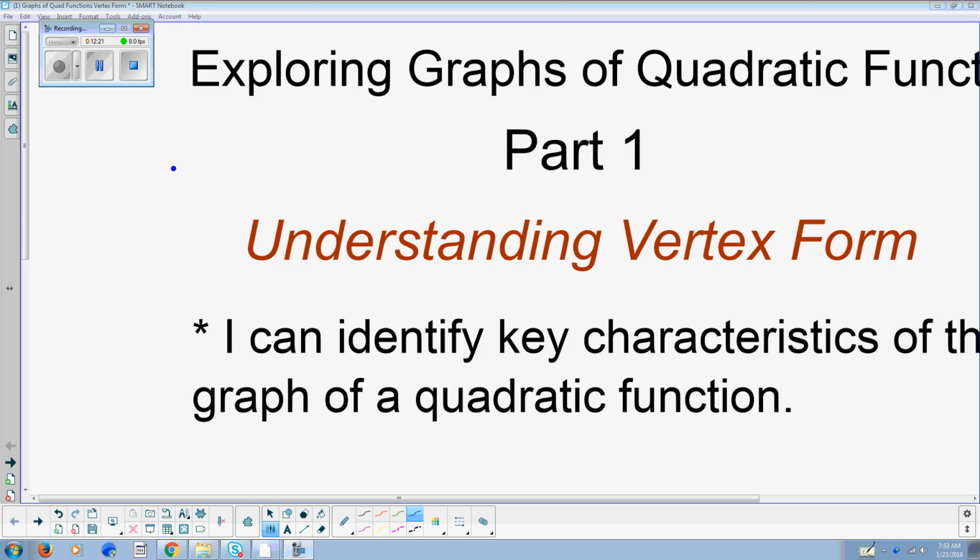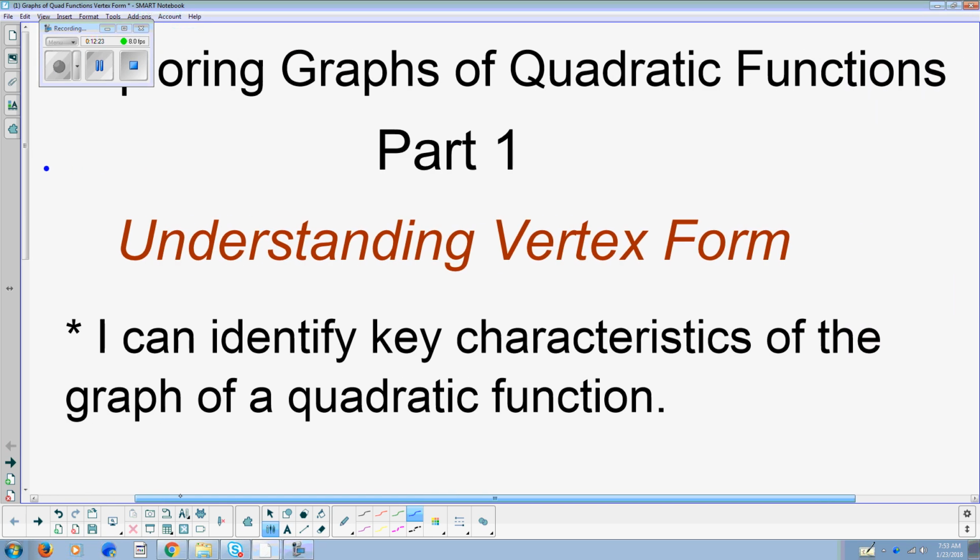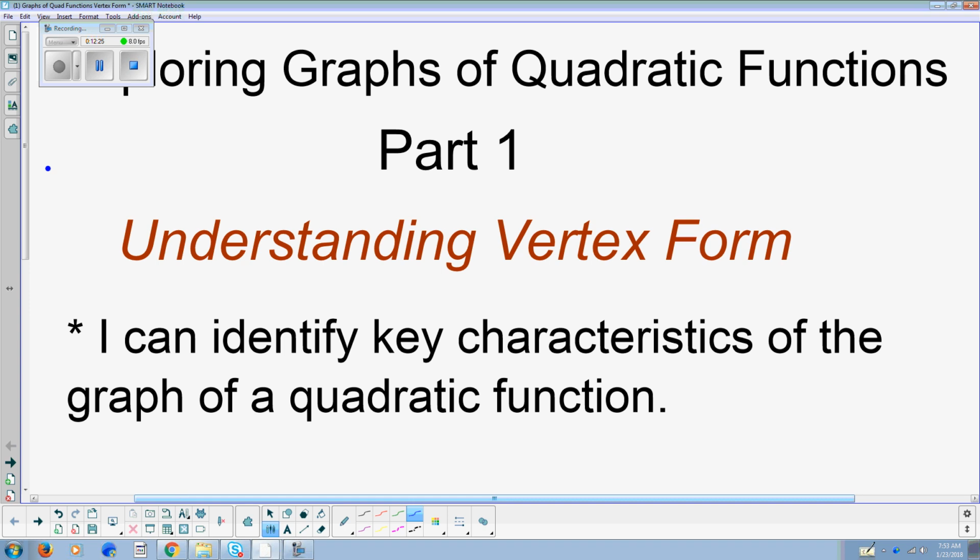So I hope that this helped you with understanding what vertex form is. And I hope that after this short video, we can feel confident in identifying the key characteristics of the graph of a quadratic function from vertex form.